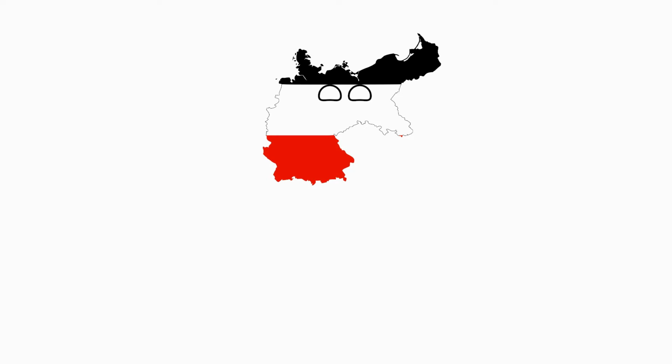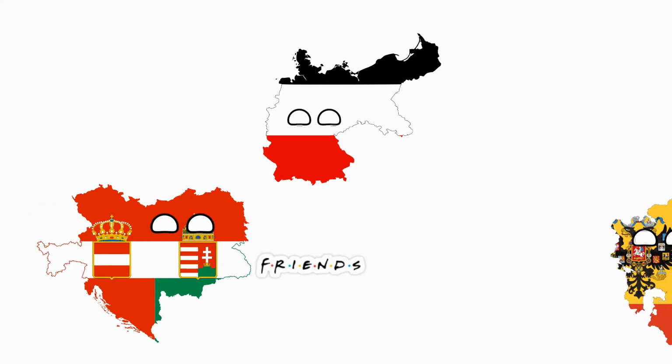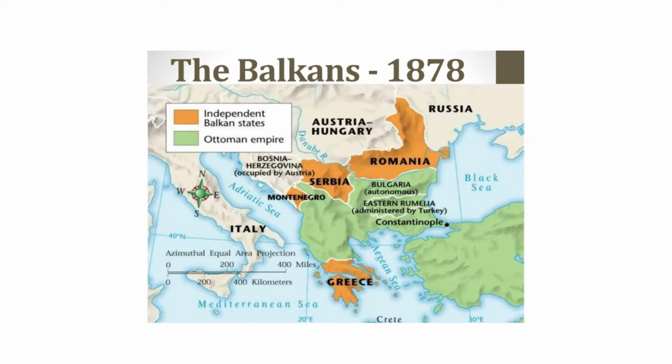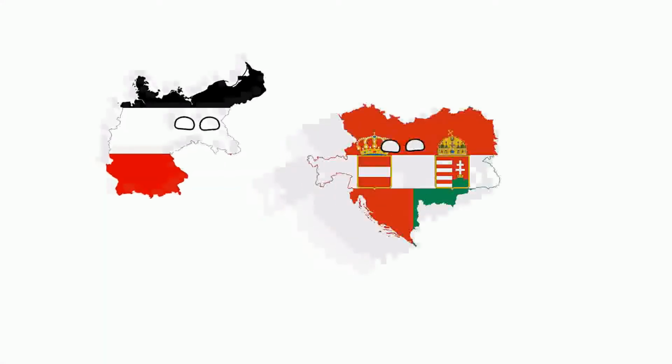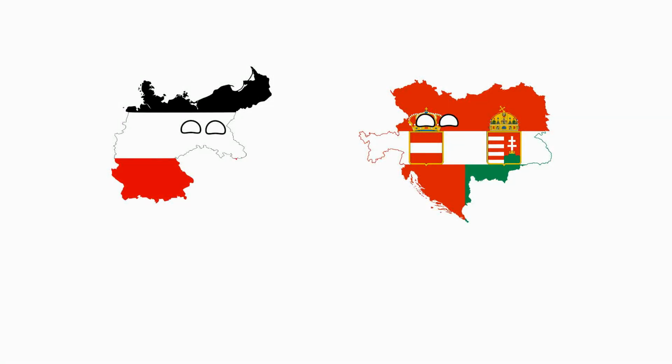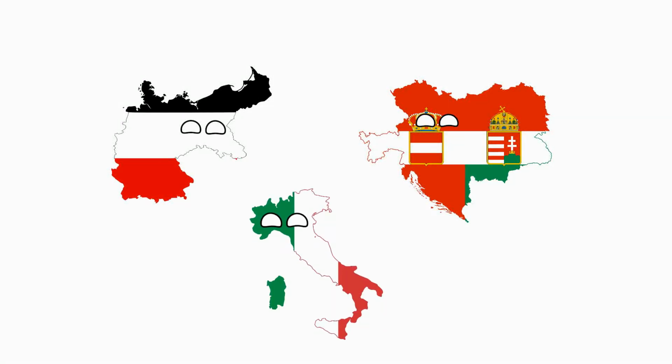In 1873, Germany had negotiated the League of Three Emperors between Germany, Austria-Hungary, and Russia. After the Russian victory in the Russo-Turkish War in 1878 and its influence in the Balkans, Russia was kicked out of the alliance. Germany and Austria-Hungary formed the Dual Alliance in 1879, to be later joined by Italy, and named it the Triple Alliance.